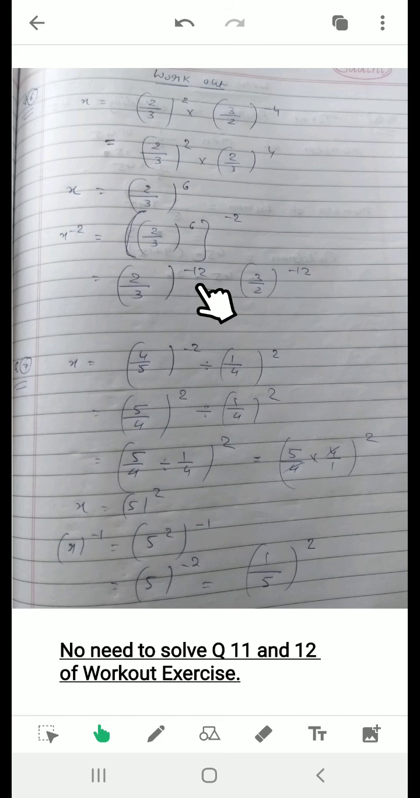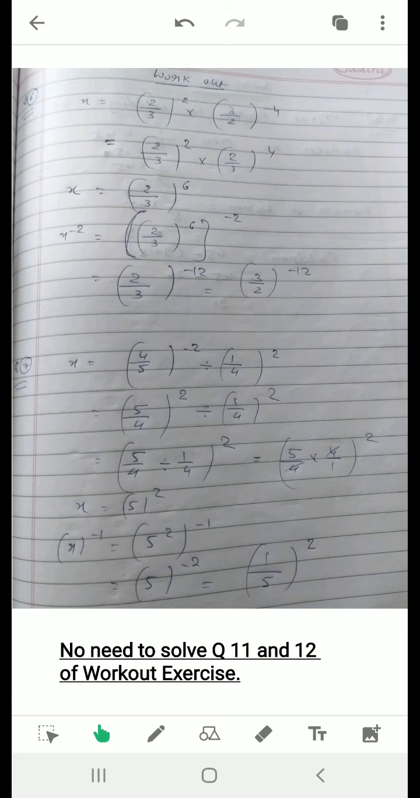Now the power is negative, again convert it into positive, then it will be 3/2. Right here it is plus 12. By mistake I wrote minus 12. You have to write plus 12. Listen carefully. You have to write here plus 12. (3/2)^12.